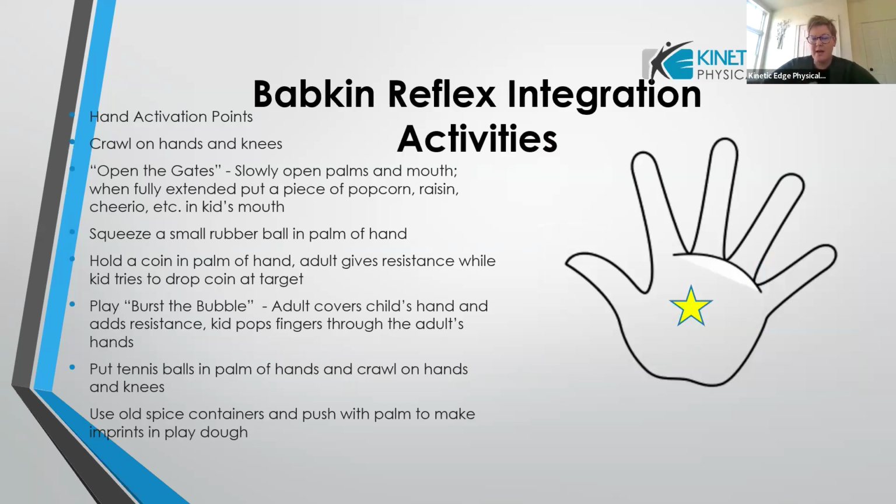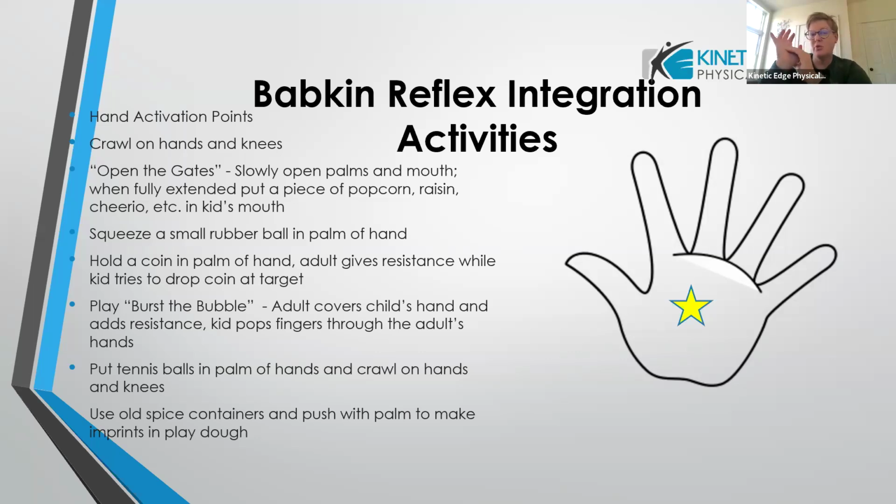Babkin activities for integration. So crawling on hands and knees to just get pressure in that Babkin spot in the middle of the palm. So slowly opening palms and mouth. So they might have their hands closed and then they're opening and closing. And then it's maybe a fun activity, put a little piece of popcorn or a little treat inside their mouth to close the gate. So open the gate, close the gate.